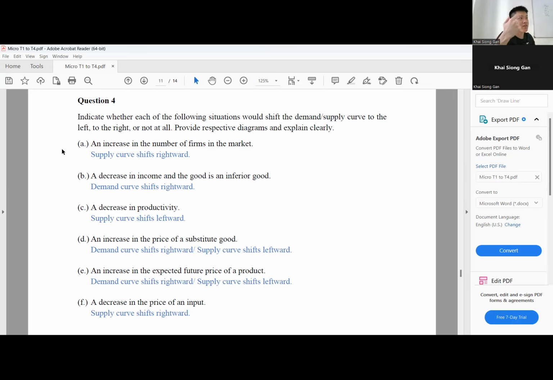So this is why when you refer to the answers here, say demand curve shifts rightwards or supply curve shifts leftwards. Yeah, all non-price factors. Price factor is only this one. If you want to talk about price factor, is this part. These two are price factors.